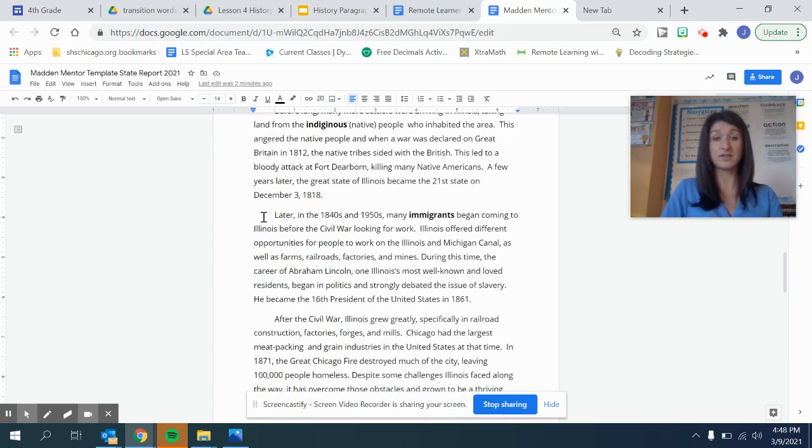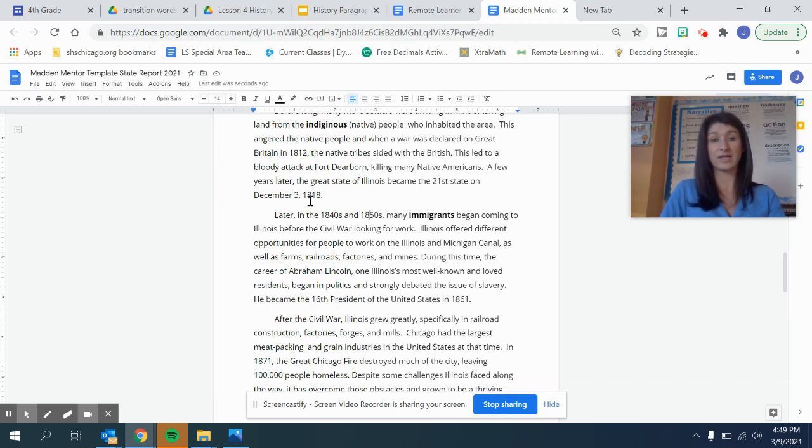Later, in the 1840s and 1850s, many immigrants began coming to Illinois before the Civil War, looking for work. Illinois offered different opportunities for people to work in the Illinois and Michigan Canal, as well as farms, railroads, factories, and mines. During this time, the career of Abraham Lincoln, one of Illinois' most well-known and loved residents, began in politics and strongly debated the issue of slavery. He became the 16th president of the United States in 1861.